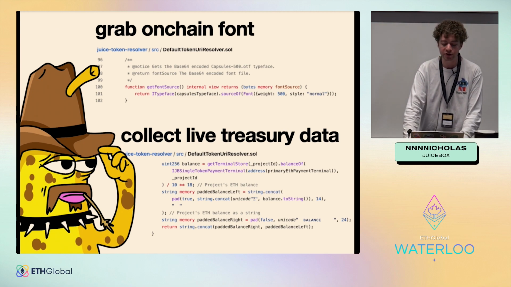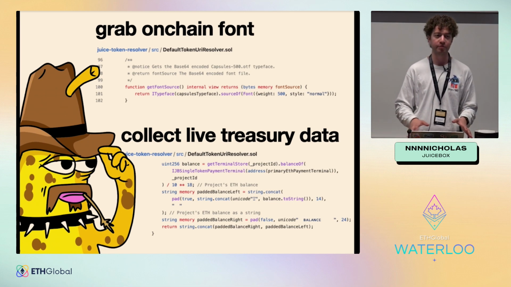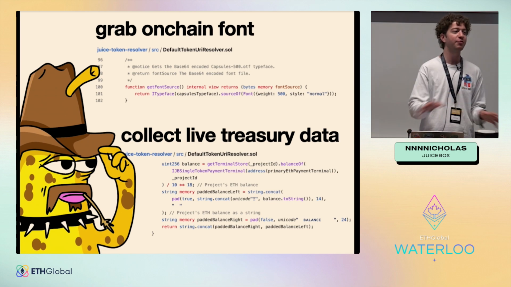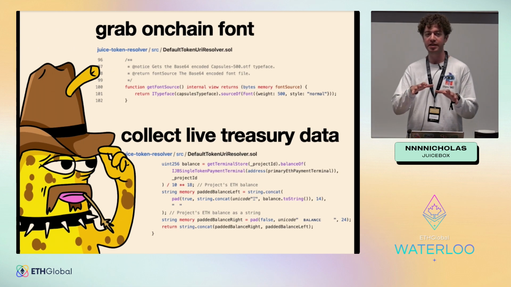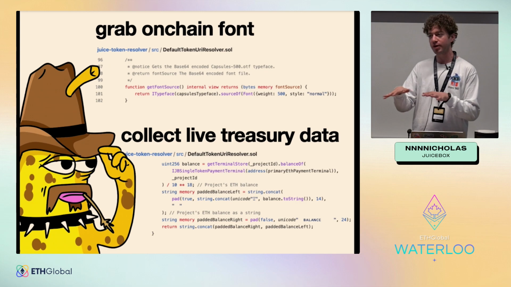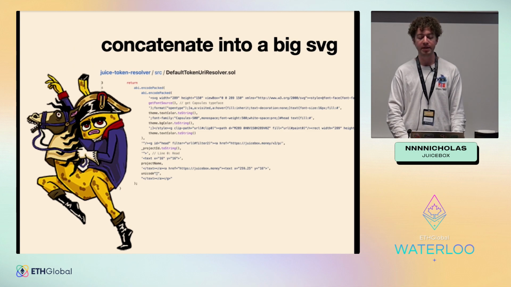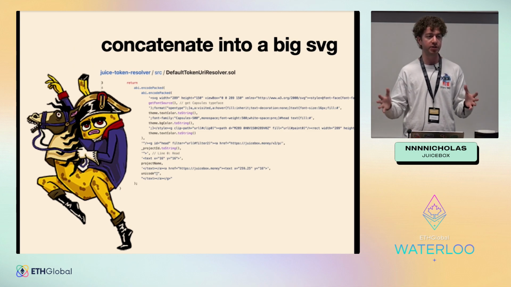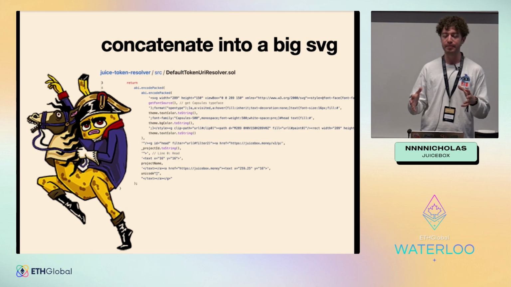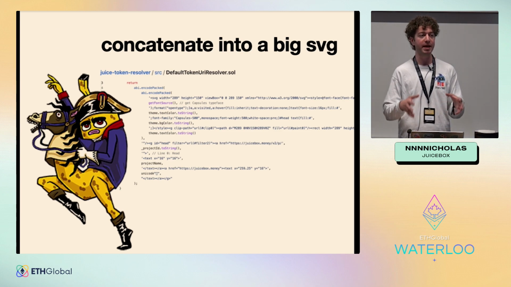Once we collect the Juicebox data, which takes quite a few calls to many different contracts to explore, because the projects can have different treasury configurations, they might be interacting with different projects. This is quite an involved process. Once we have the treasury information and the typeface, we can begin concatenating this into one big SVG. This is a very dense function that really does need to be broken up into many smaller functions.